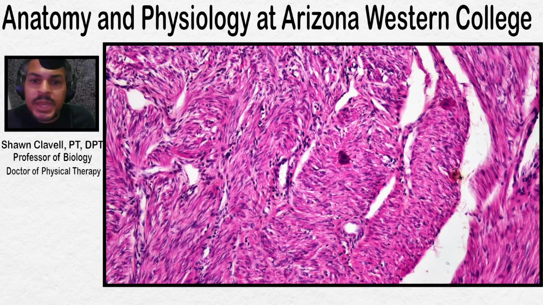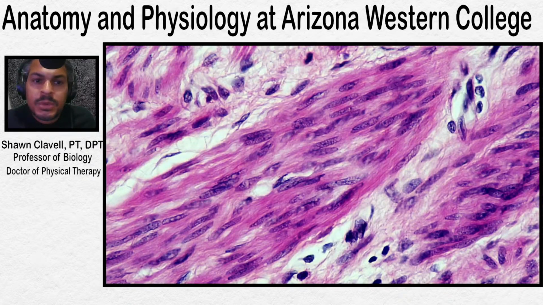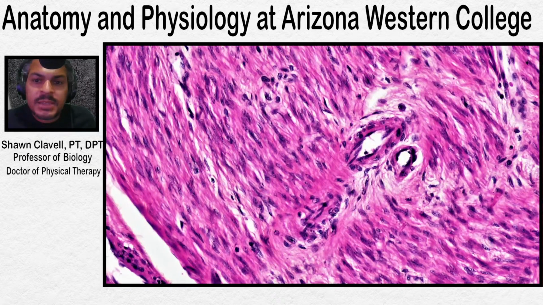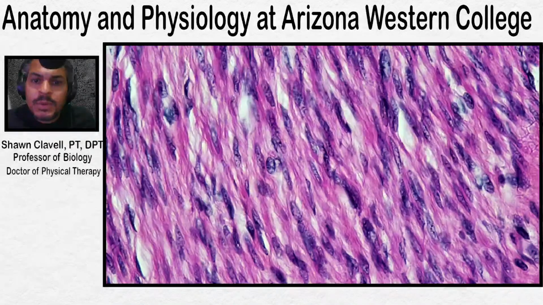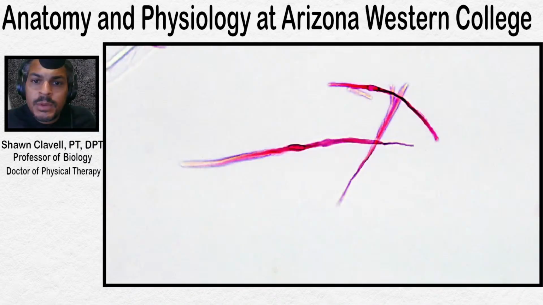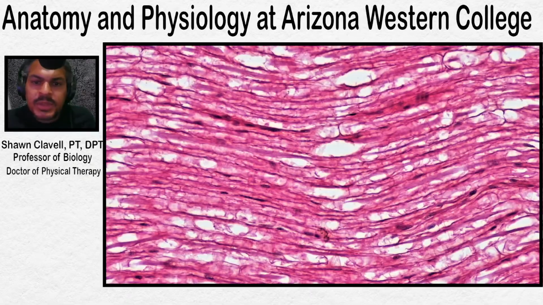And so here we have smooth muscle tissue. Again, smooth muscle tissue. Some classic examples there. Skeletal muscle tissue, kind of teased. And now, oh, these are neurons.